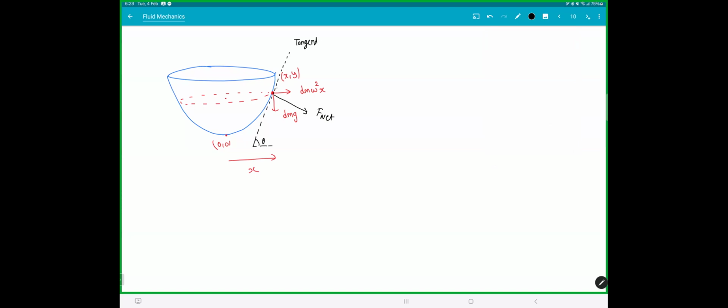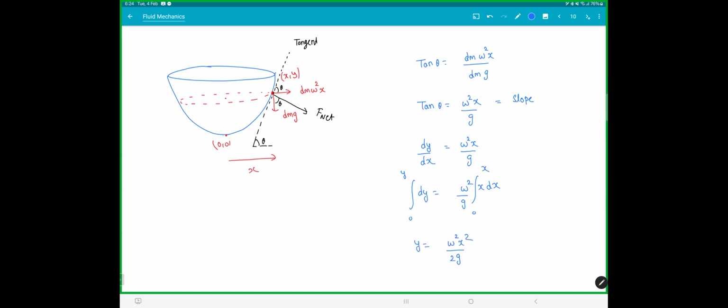So if you take this angle to be theta, this angle to be theta, this angle to be theta, we will get tan theta is dm omega square x by dmg. So we get tan theta is nothing but omega square x by g. This is nothing but slope. And we know slope is nothing but dy by dx. Isn't it from calculus? The slope of a tangent is first differential dy by dx. So we get dy is equal to omega square x dx by g. Integrate 0 to y and 0 to x. We get y is equal to omega square x square by 2g. This is a parabola. In 3 dimension, we call it paraboloid.